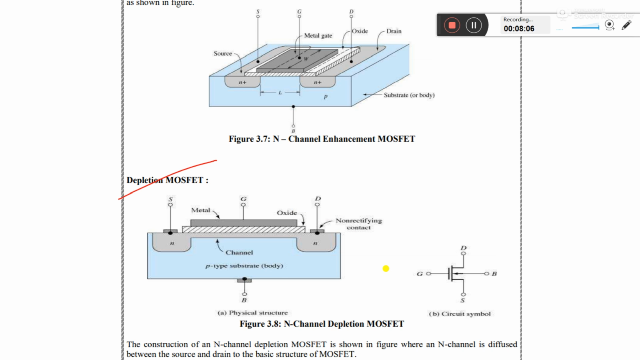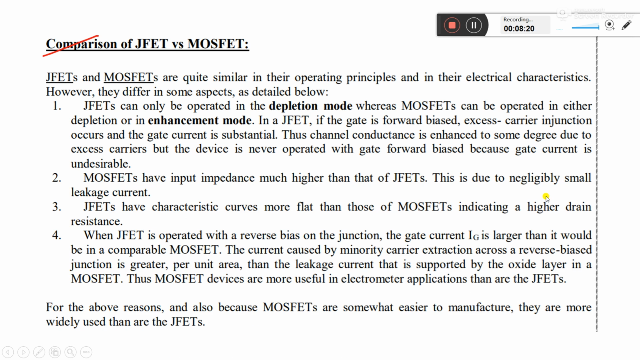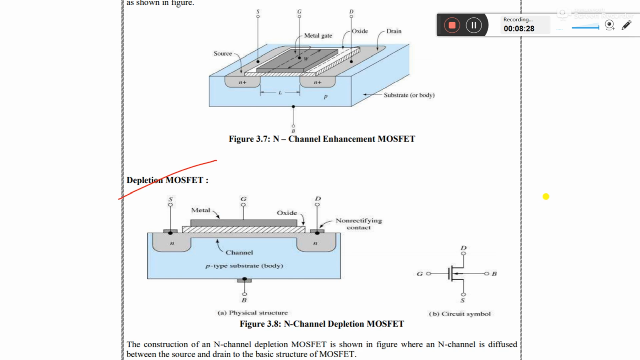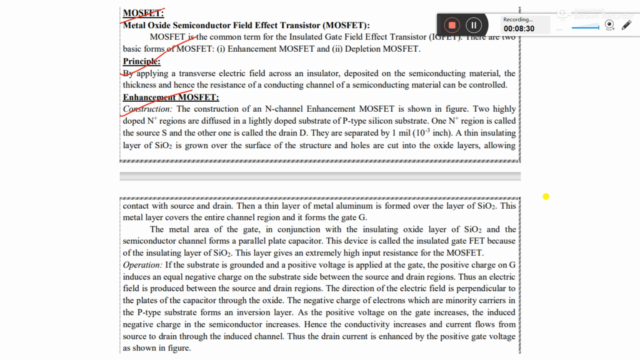If you apply a positive gate voltage, then it will be an enhancement mode of operation, and if you apply a negative voltage across the gate terminal, then it will be a depletion type MOSFET. Now, how does the current flow through a MOSFET? In depletion type, the current is controlled by the gate to source voltage.